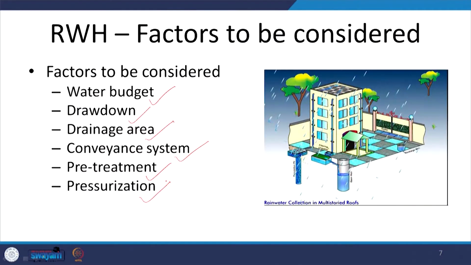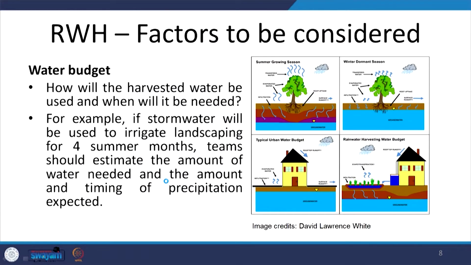And then pressurization. Now, this pressurization will be in case of the recharge. So, the water may need to be pressurized to go into the underground aquifer or the other way around. We would also need a pump to take this water which is stored in a tank somewhere underground to the overhead tank to be used in the building on an everyday basis. Let us go over each of these factors in a little more detail.